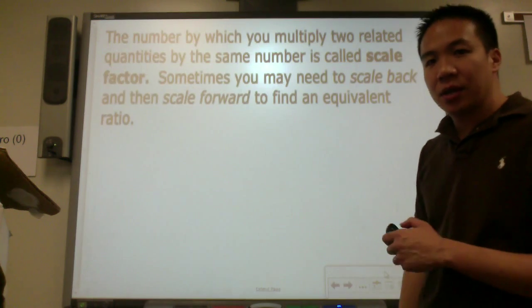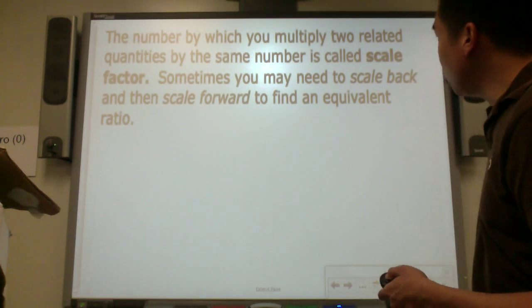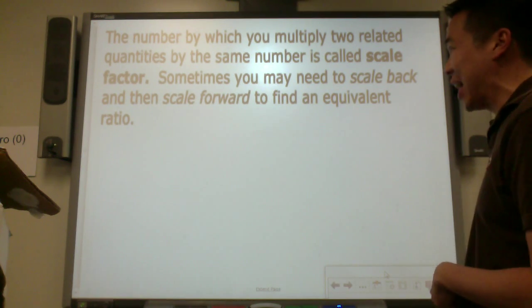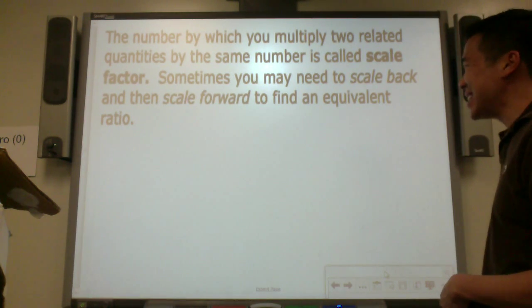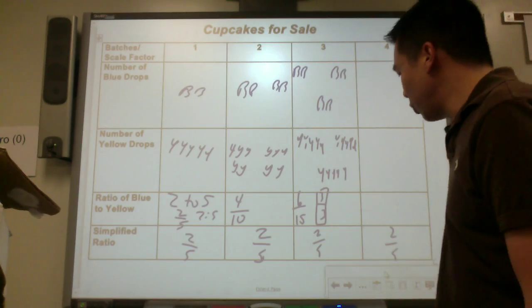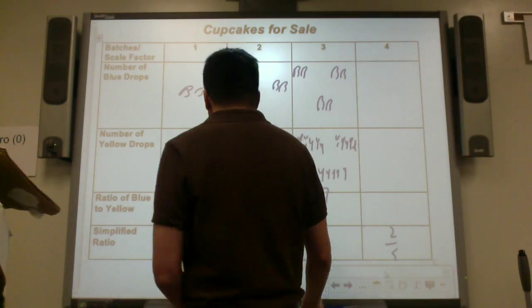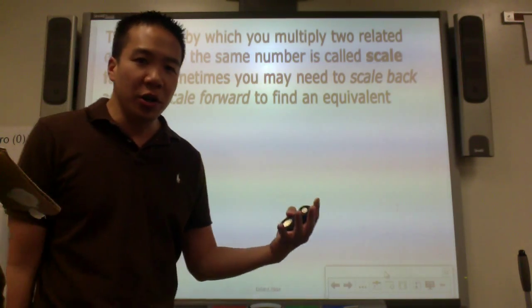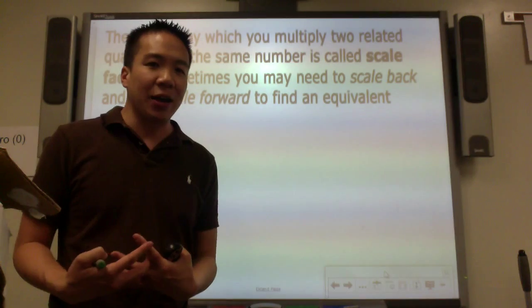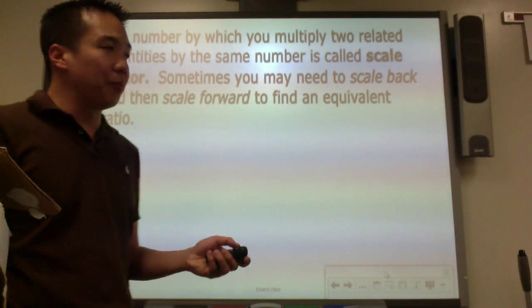And it is. So, the number by which you multiply two related quantities is called the scale factor. Sometimes you need to scale back and scale forward to find an equivalent ratio. You've been hearing me use this word repeatedly. So we scale forward, or what are you doing? You're building up. You're scaling it back. How are you breaking it down?